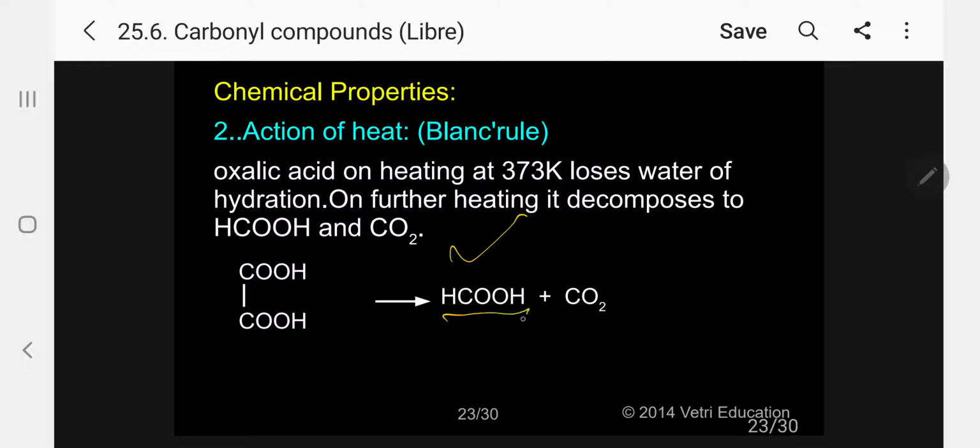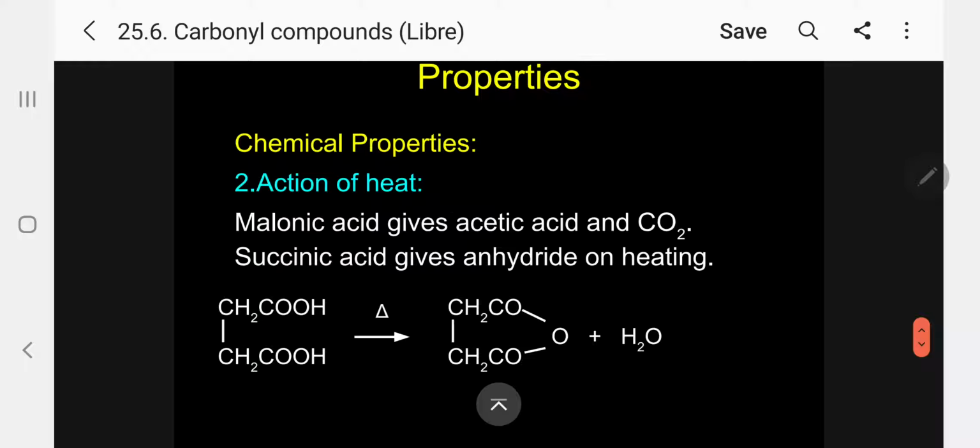But the formic acid is unstable, it is used only in solution. Here I have to inform regarding Blanc's rule. What is Blanc's rule? I will explain with the help of succinic acid. Kindly follow.